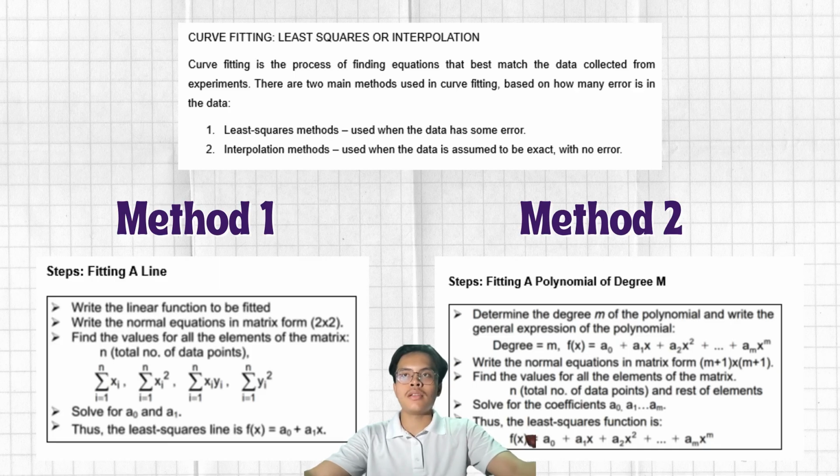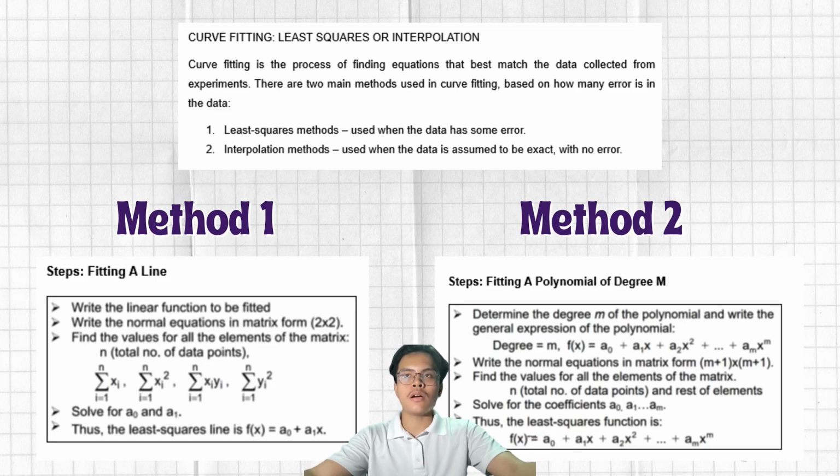Next is fitting a polynomial of degree 2 or more. Fitting a polynomial of degree 2 or more, or polynomial regression, involves finding a polynomial equation that best approximates the relationship between a dependent variable and one or more independent variables. This is useful when the relationship between the two variables isn't linear and might involve curves, turns, or other nonlinear patterns. Steps for fitting a polynomial of degree m.